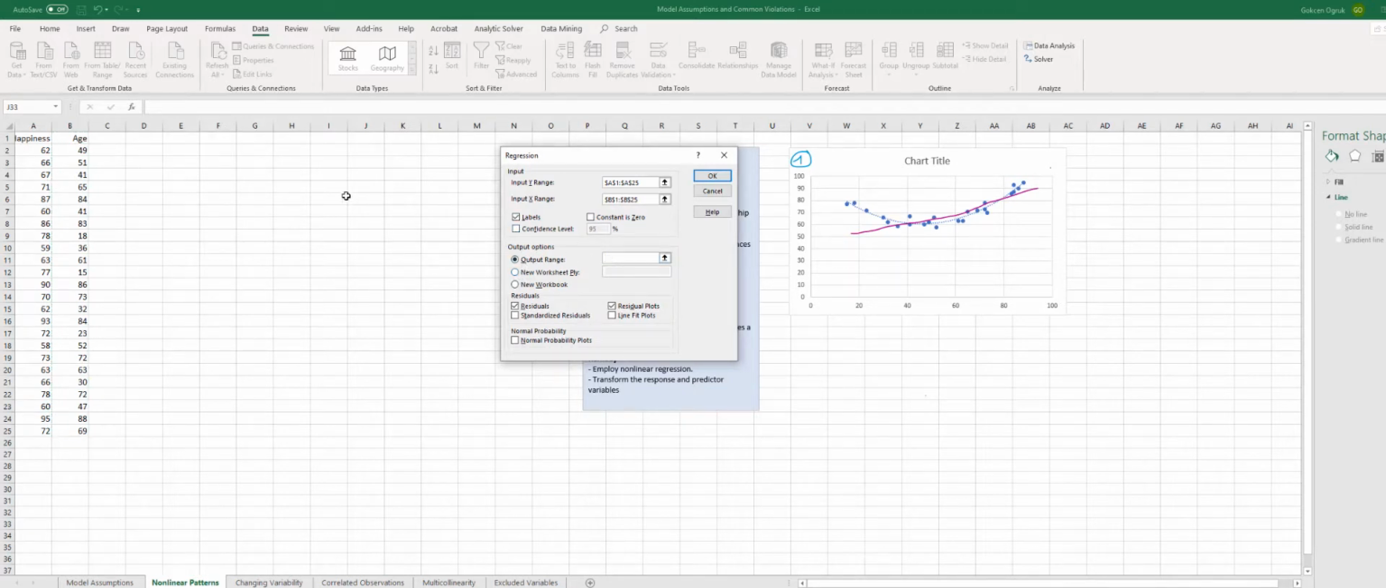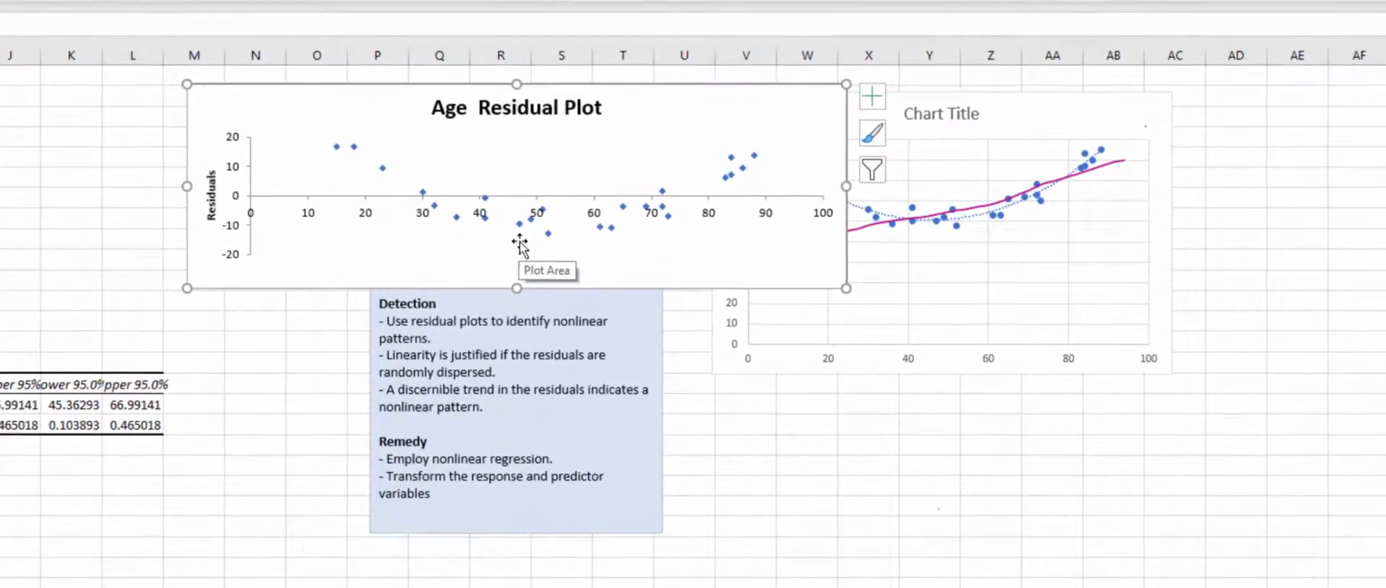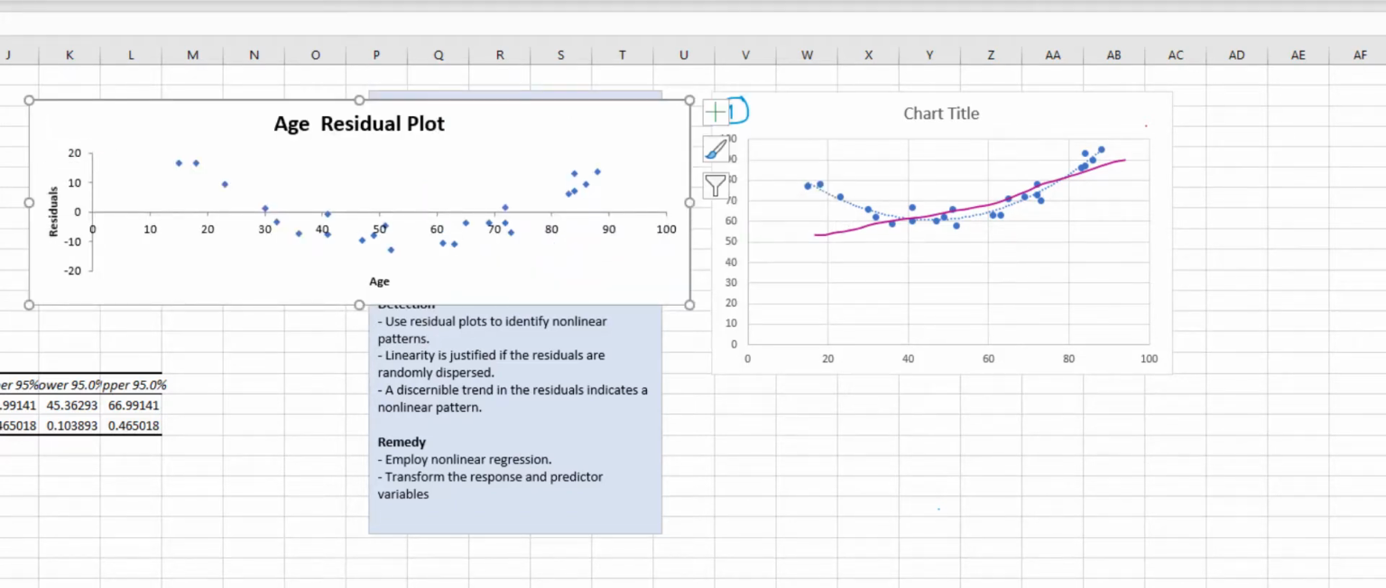Let's say we want the results to be in cell D1 and we want residual plots. Click OK. Here you can see the residual plots. It shows that there is an obvious trend with the residuals decreasing until the age of 50 and steadily increasing thereafter. The linear regression model is inappropriate as it underestimates at lower and higher age levels and overestimates in the middle. Residual plot is the second way of determining whether there is a linear relationship or not between the variables.